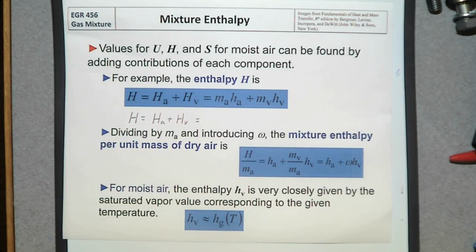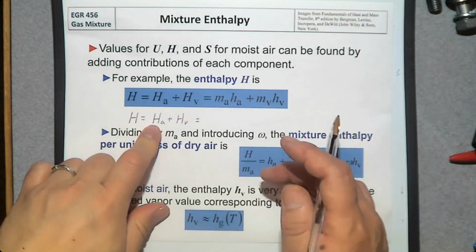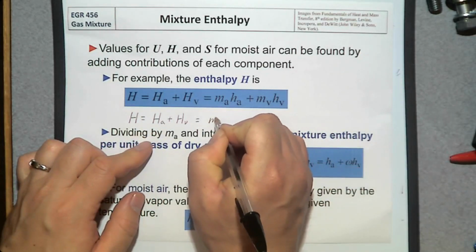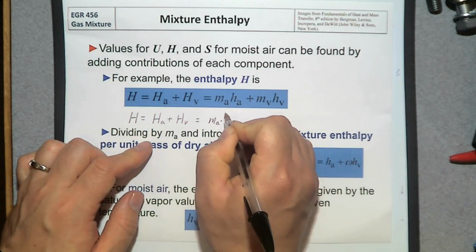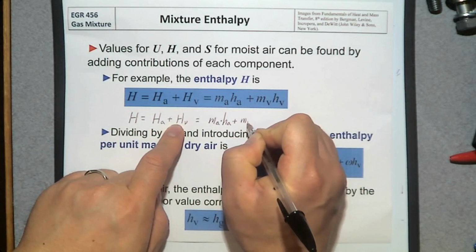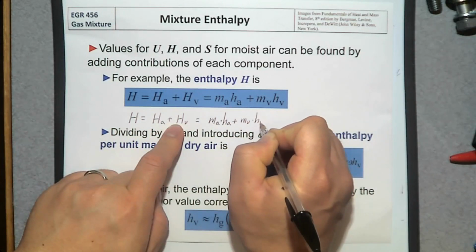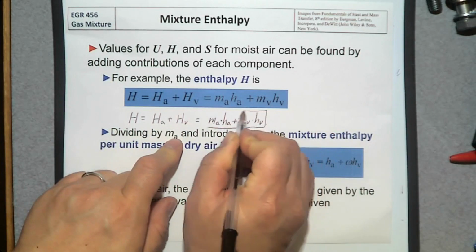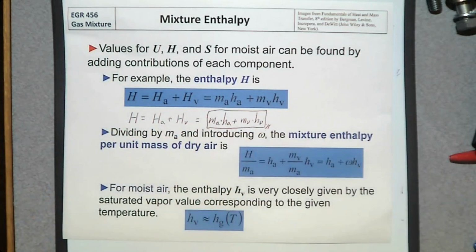So this capital H can be determined by lowercase m times lowercase h. So instead of this capital H, we can say mass of dry air times specific enthalpy of dry air, plus the second one, mass of water vapor times the specific enthalpy of water vapor. So that's how we determine the mixture enthalpy. But still, this is not an intensive property. It is already multiplied by mass.